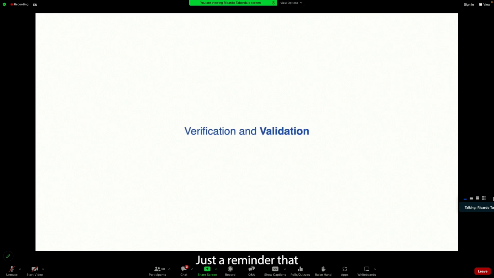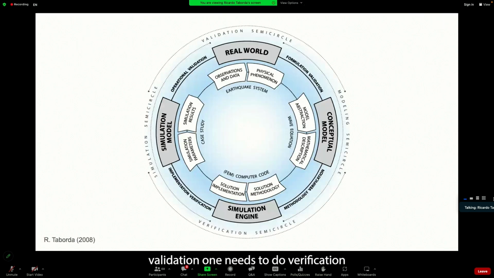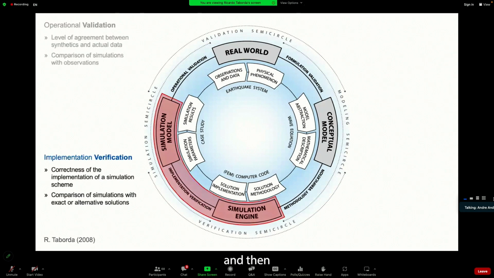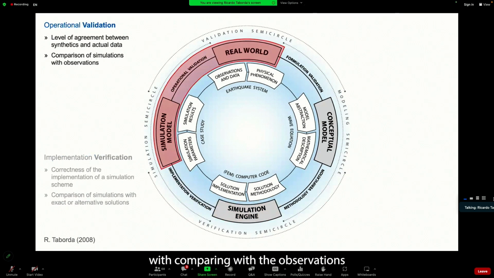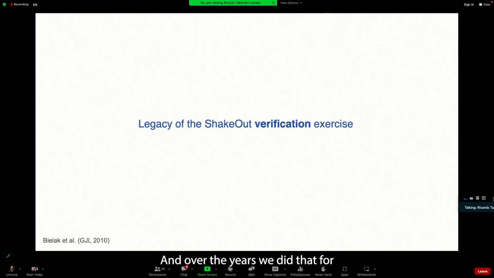Just a reminder that I'm going to focus mostly on validation, but then it is always good to mention that before validation, one needs to do verification. And then what I mean by verification is to make sure that the models and the implementations that you're using are correct to a certain extent, so that you can go on with comparing with the observations or other data that can actually validate your results. And over the years, we did that for different earthquake simulators, different ground motion simulators, different velocity models.